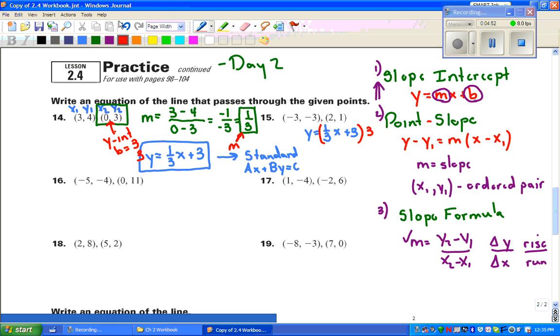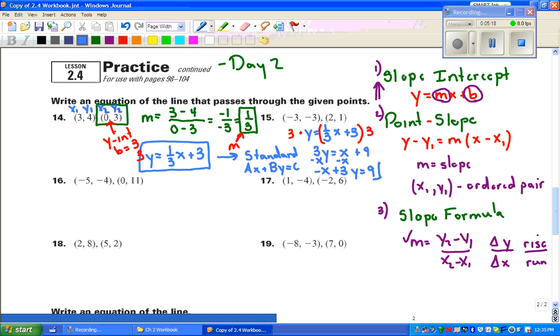When I do that, here's what I end up with. Well, if I multiply that side by 3, I also have to multiply this side by 3. So I'm going to be left with 3y equals, right? This would be x plus 9. All right, then I would subtract the x here. So I would have negative x plus 3y is equal to 9.